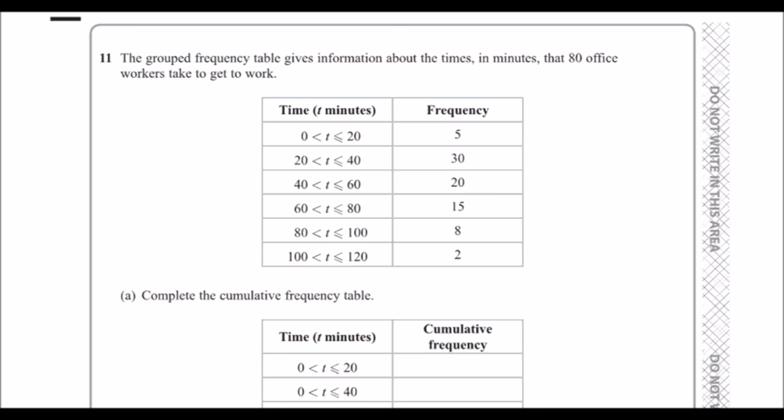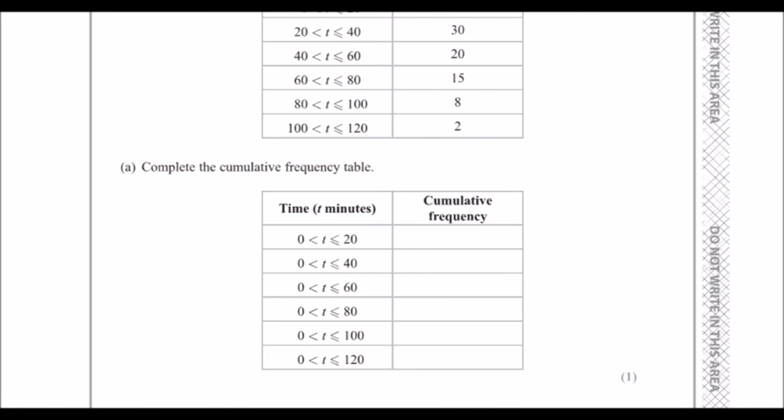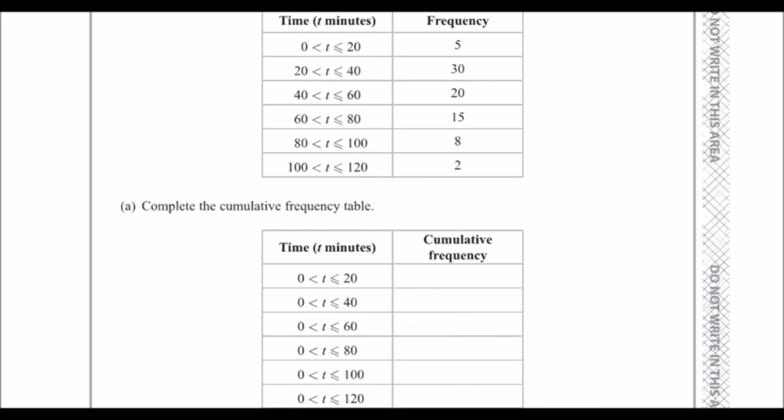Question 11. The grouped frequency table gives information about the times in minutes that 80 office workers take to get to work. So how long people take to get to work, shown on the table. Complete the cumulative frequency table. So in a cumulative frequency table, we add up as we go.